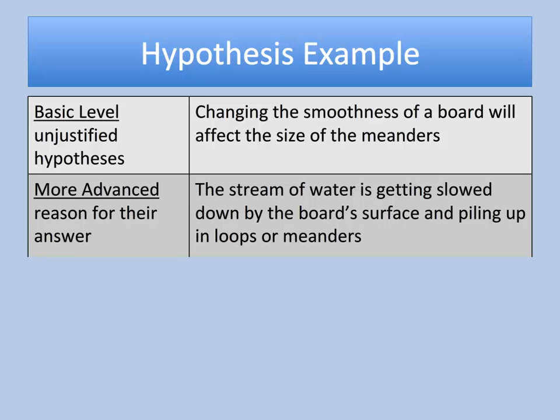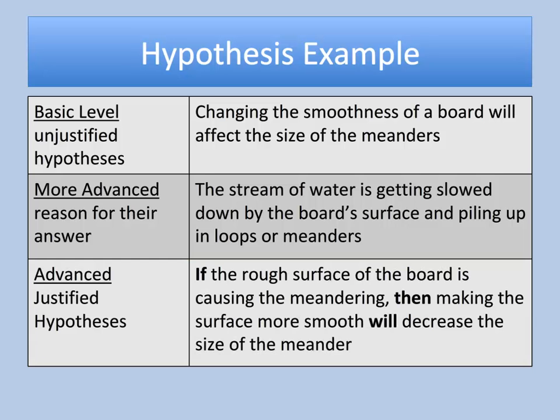Teachers can probe further to determine the reasoning behind students' answers. This leads to a more advanced, justified hypothesis. A student might suggest that the stream of water is getting slowed down by the board's surface and piling up in loops or meanders. With the right support, including sentence frames, students may write justified hypotheses, such as the one shown here. If the rough surface of the board is causing the meandering, then making the surface more smooth will decrease the size of the meander. Again, this hypothesis may not be correct, and that's okay.